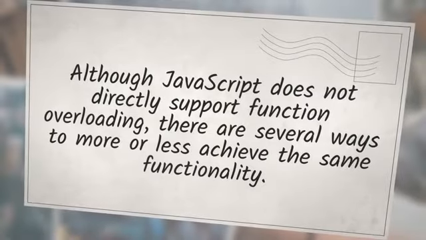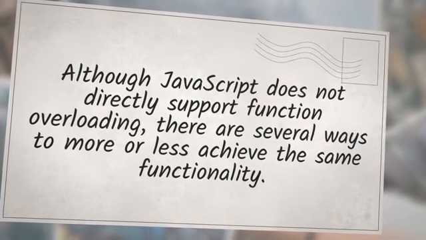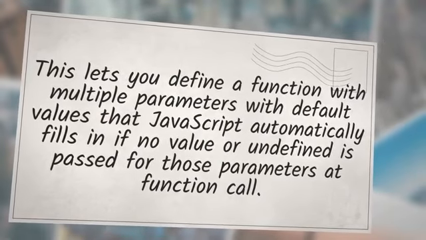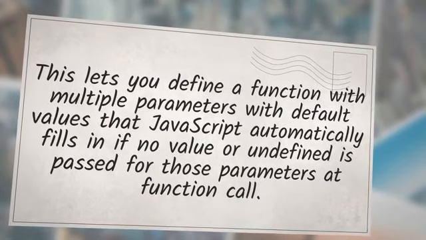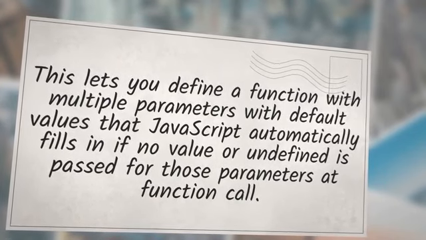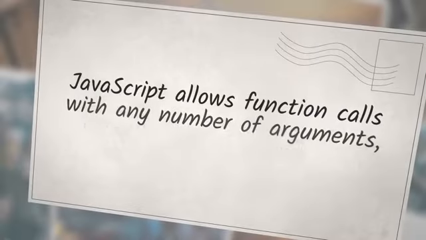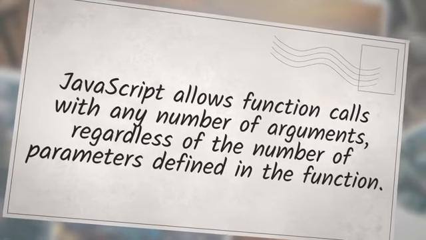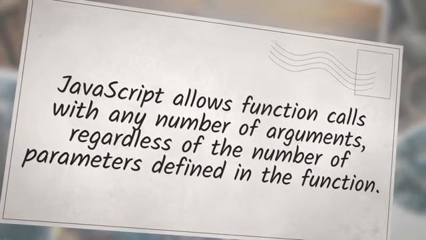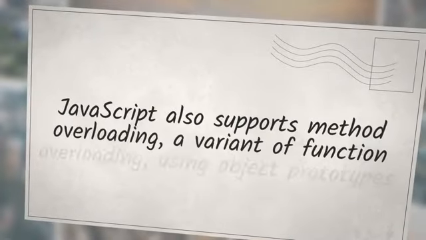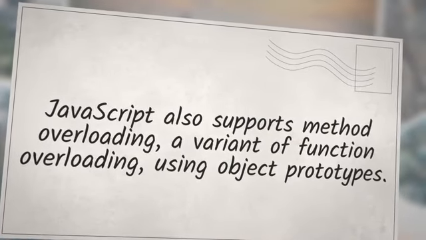Although JavaScript does not directly support function overloading, there are several ways to more or less achieve the same functionality. One method is to use default parameter values. This lets you define a function with multiple parameters with default values that JavaScript automatically fills in if no value or undefined is passed for those parameters at function call. Another technique to emulate function overloading in JavaScript is by using optional parameters. JavaScript allows function calls with any number of arguments, regardless of the number of parameters defined in the function. When an argument is not passed for a specific parameter, its value is undefined.